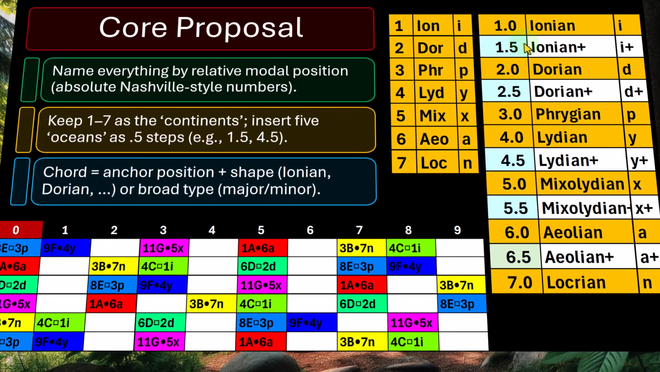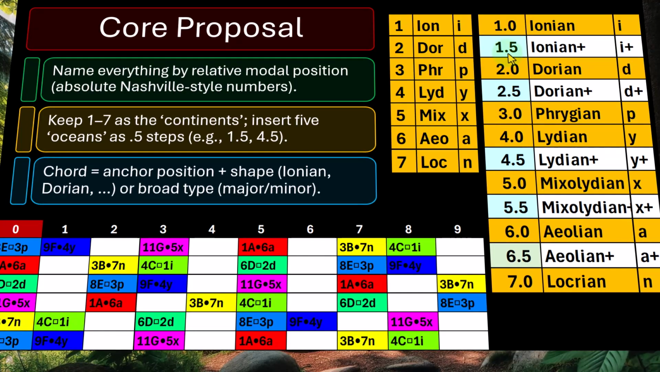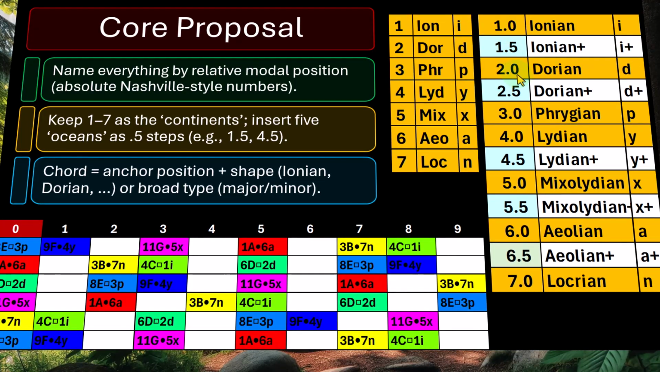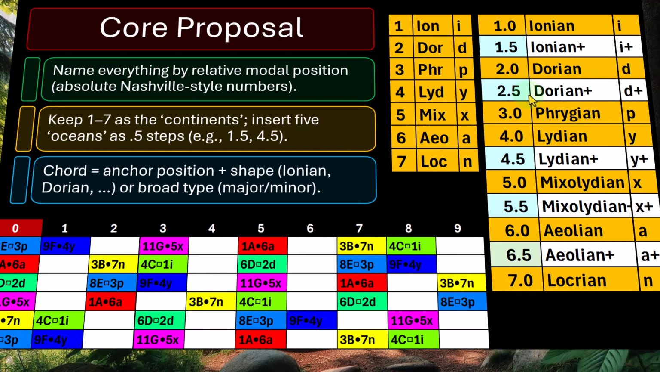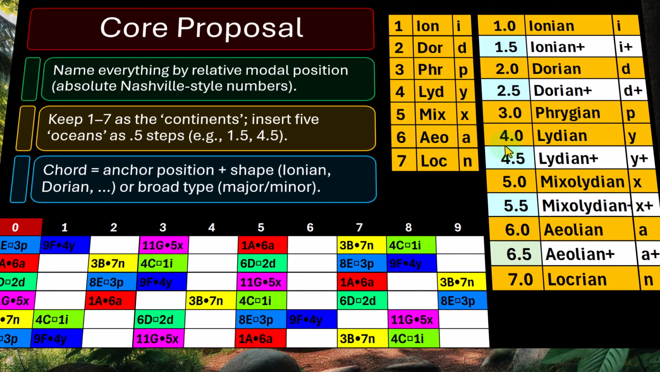So you have the Ionian, and then what I would call Ionian plus, or I plus, which would be 1.5, the Ionian Ocean. You have the Dorian, and then 2.5 would be what I would call the Dorian Ocean, or the D plus. Then to 3, Phrygian. Then we have no Phrygian Ocean, because there's no ocean between 3 and 4 when we apply our normal major scale calculation, whole, half, from the perspective of the Ionian.